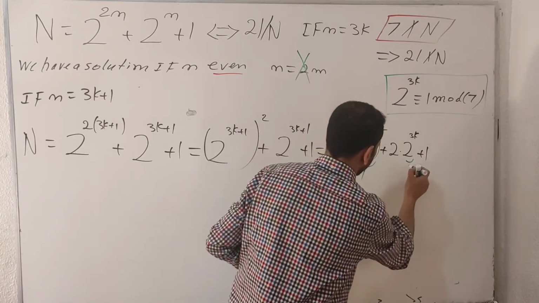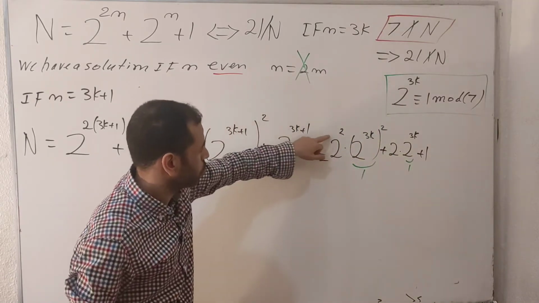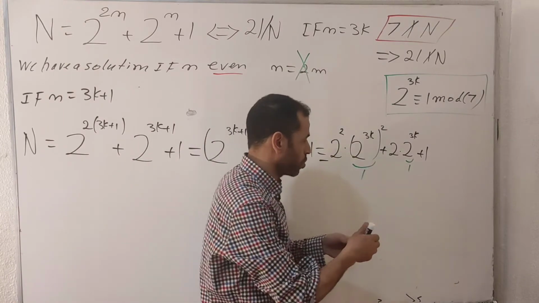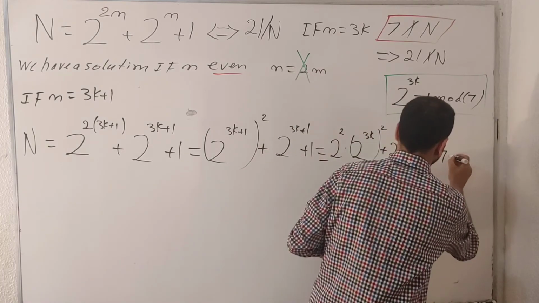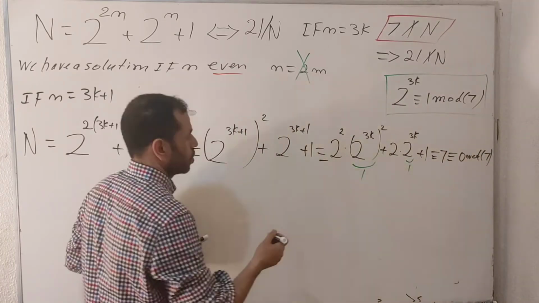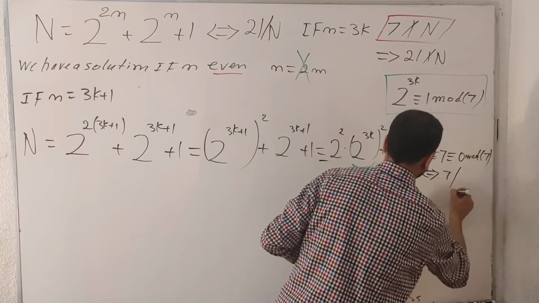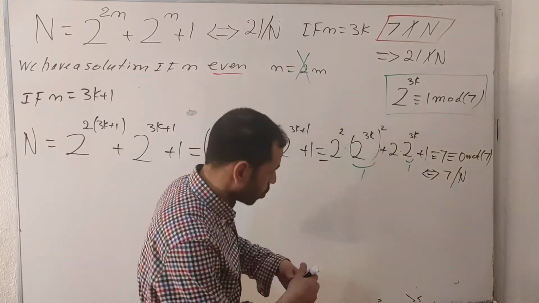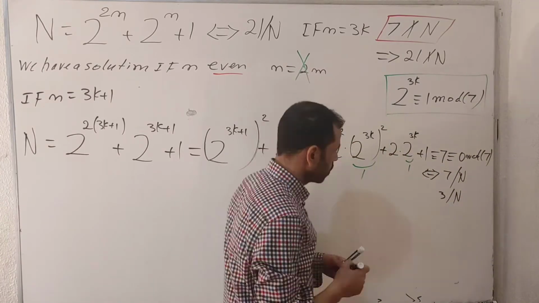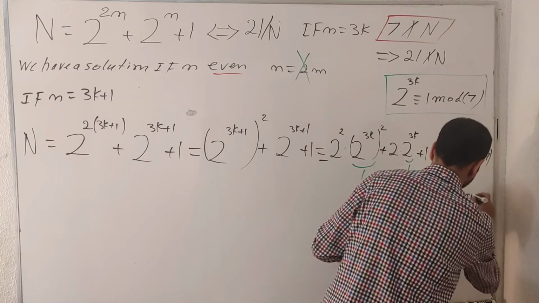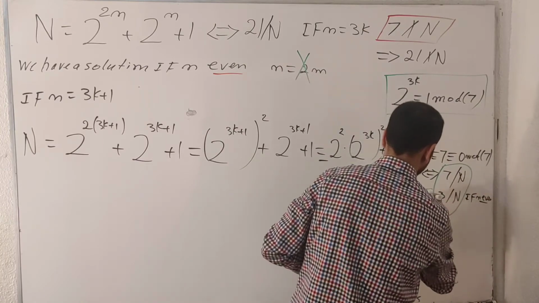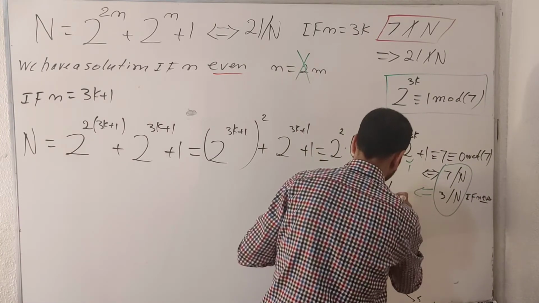This one also is congruent to 1 mod 7. So I will have here 2 to the 2, which is 4, multiplied by 1, which is 4, plus 2, which is 6, plus 1, which is 7. This is congruent to 7, which is congruent to 0 mod 7. So 7 divides capital N. And also previously we found 3 divides capital N. If N is even, both these statements are telling us 21 divides capital N.